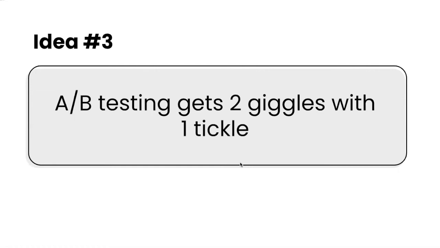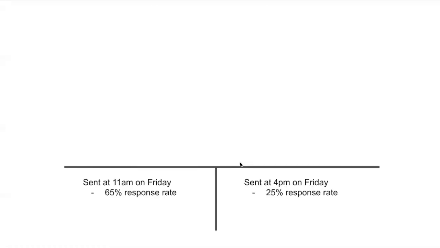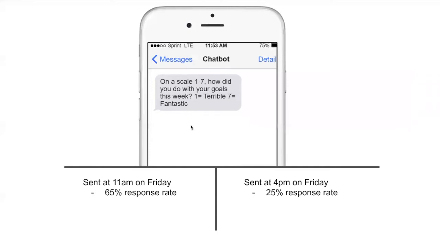So here's what I mean by this. Let me show you an example of A/B testing. Take a look at this chatbot screen, where you might ask somebody a question like, on a scale of 1 to 7, how did you do with your goals this week? 1, terrible, 7, fantastic. A basic Likert scale question. So I might do an A/B test where I send this message at 11 a.m. on a Friday and see what type of response rate I get, or I could send it at 4 p.m. on a Friday and see what type of response rate I get. Your classic, simple A/B test: 11 a.m. versus 4 p.m.